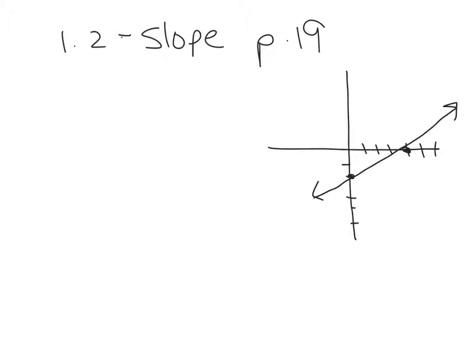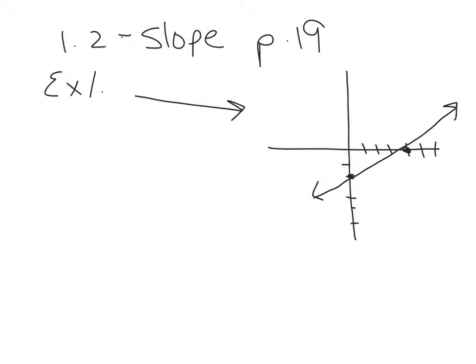All right, so we're working on section 1.2 of the Intermediate Algebra book, and the topic is slope of a line. If you're following along in your textbook, that starts on page 19. Example 1 asked you to find the slope using the graph below, and I reproduced the graph here.